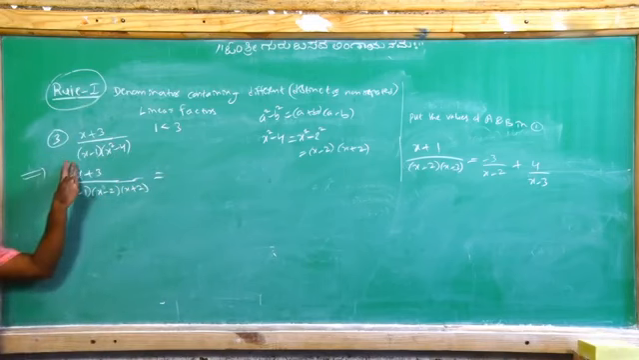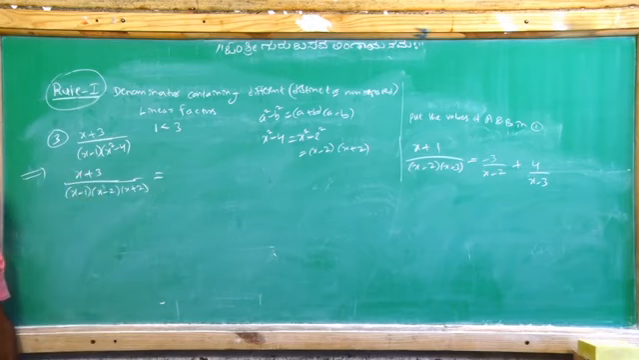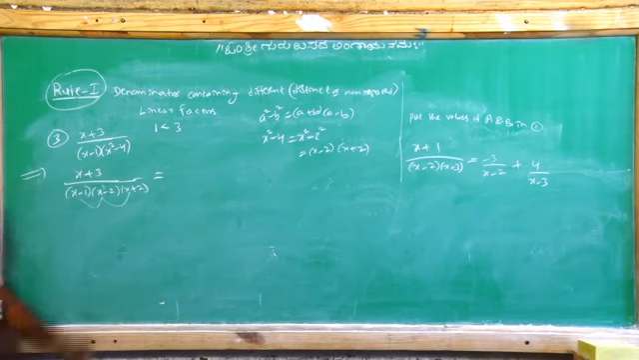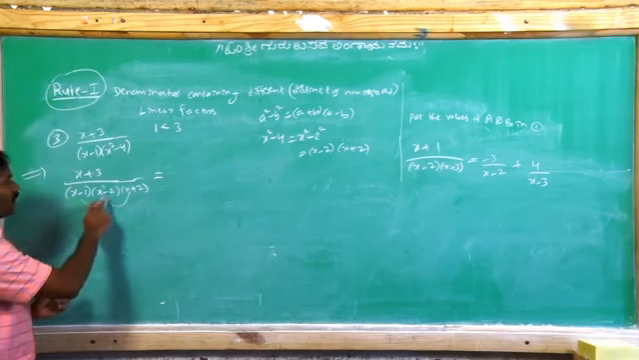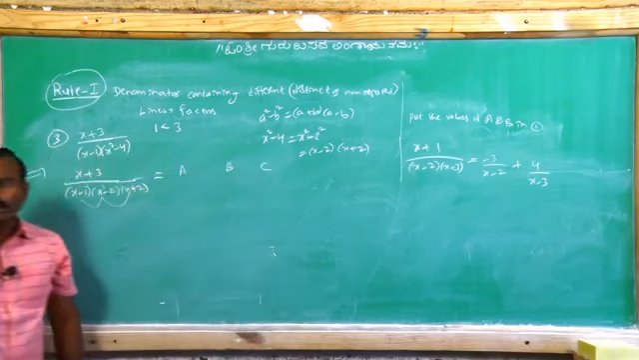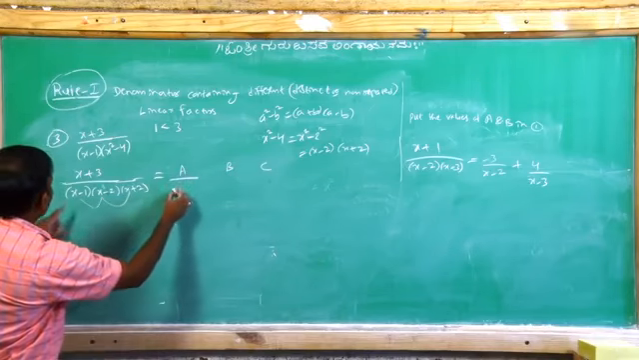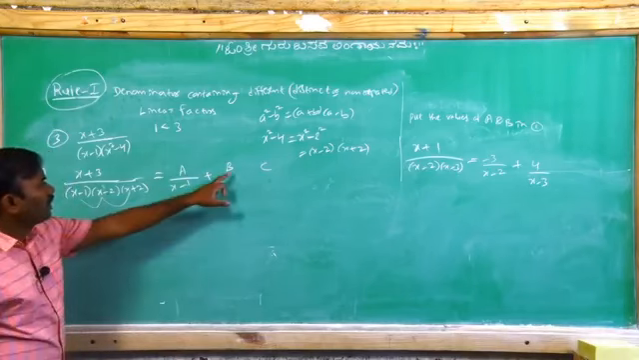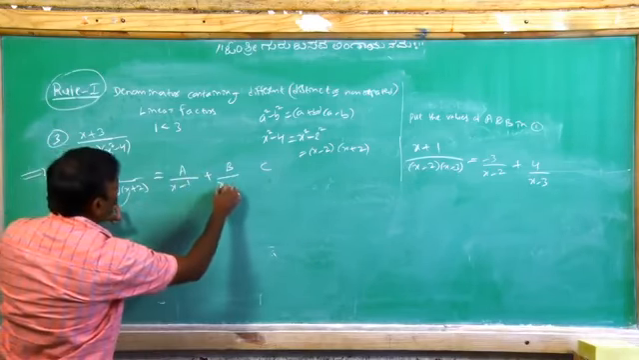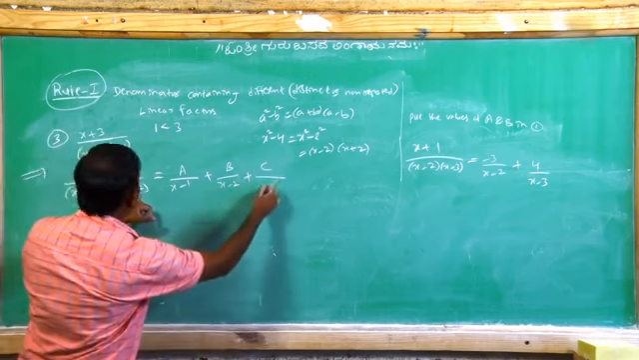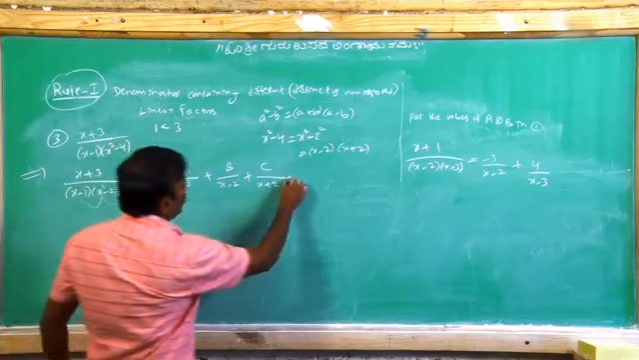So this fraction is a proper fraction, and the denominator has 3 different linear factors, so we can use rule 1. Using rule 1, for 3 different linear factors we take 3 different constants a, b, c. First constant by the first linear factor x minus 1, plus second constant by the second linear factor x minus 2, plus third constant by the third linear factor x plus 2. This is equation 1.